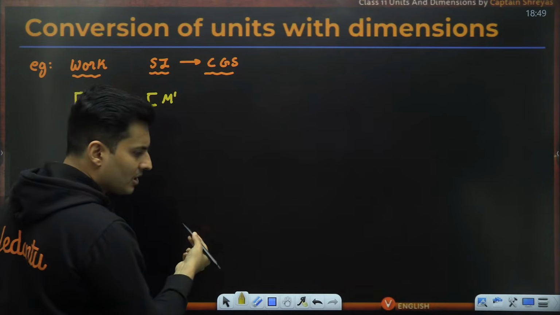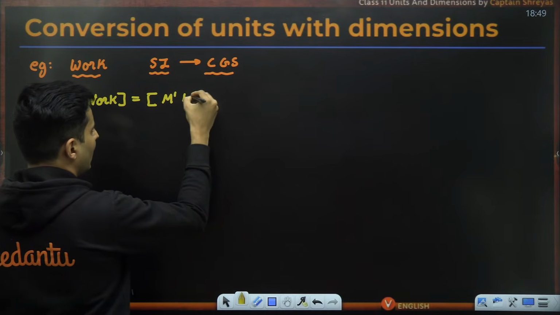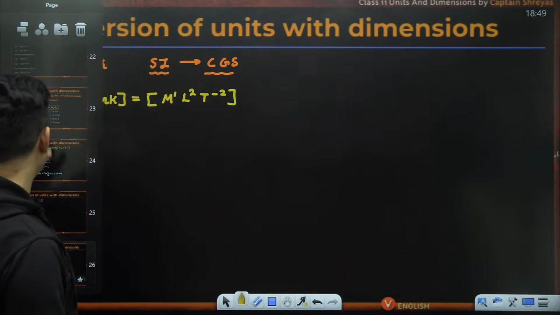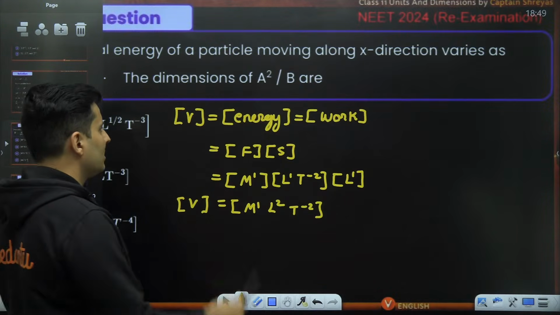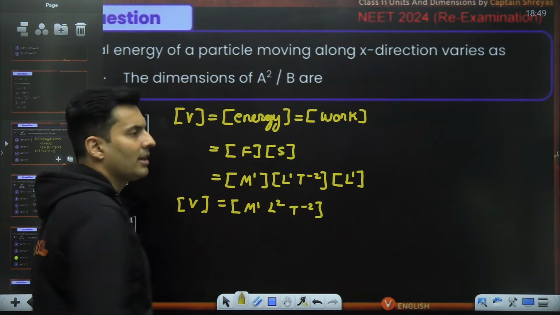Mass into acceleration is force. Force into displacement is work. So M L raised to 2 T raised to minus 2. I think sometime back we just did it for work or energy. We just did it over here. Yeah, energy, work. That is M1 L2 T raised to minus 2.